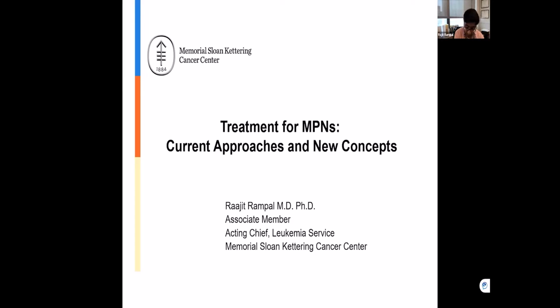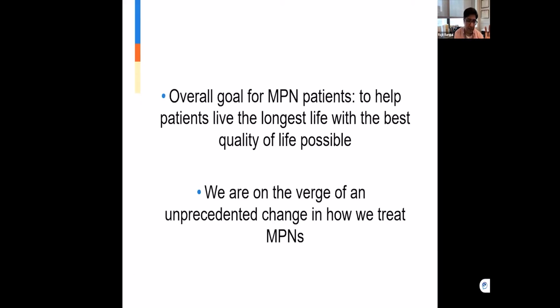But for everybody in the audience, there are two major takeaways. If you remember nothing else from what I tell you today, I want you to remember these 2 points. Number one, when we talk about treatment, what is the overall goal for MPN patients? The overall goal for MPN patients is to help patients live the longest life possible with the best quality of life possible. That is sort of the beginning of everything, right? And that has to be the mindset when we talk about whether to treat or not to treat. No matter what we do, if we talk about treatment or transplant, this has got to be the way we think about things. So that's point number one.